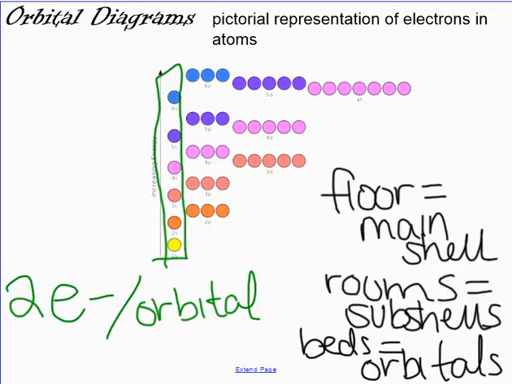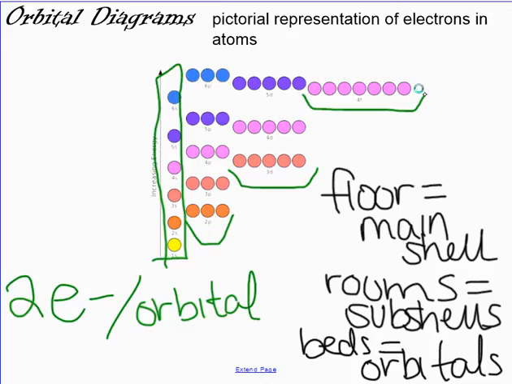However, in P, we can have 6 electrons, so we need 3 orbitals, 2 in each one. Similar for D, in which we can fit 10 electrons, we would have 5 orbitals. And for F, where we can fit 14 electrons, we would have 7 orbitals.